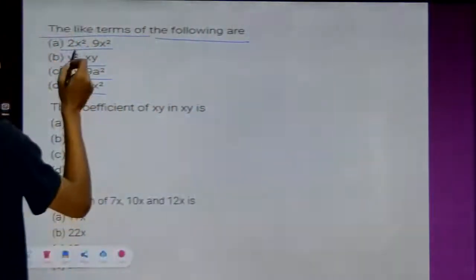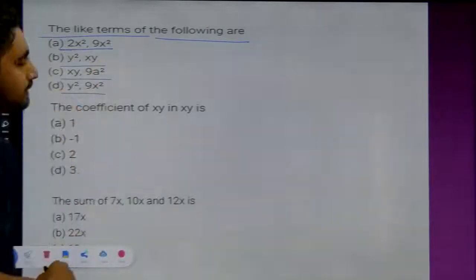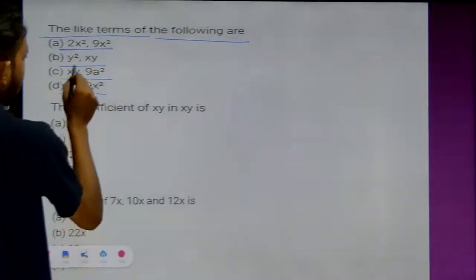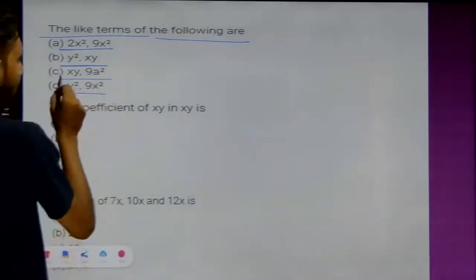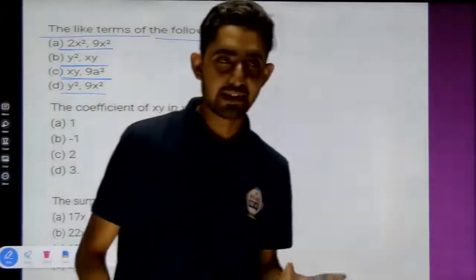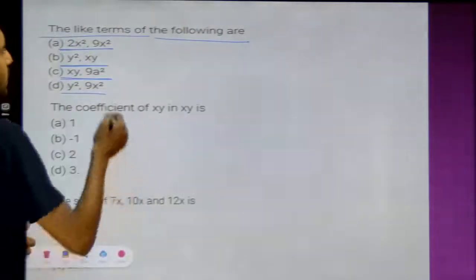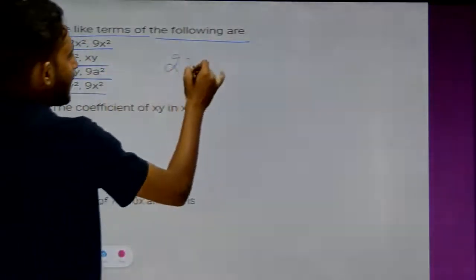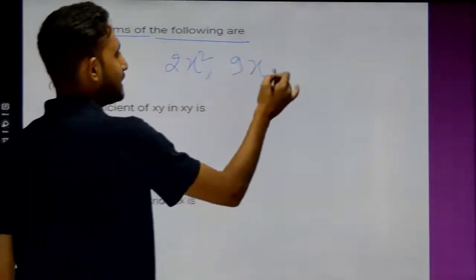Okay, all of you, one time on your camera, na? All of you on your camera, front camera. So 2x square, 9x square, y square, xy, xy 9 square, that I know I have seen already. Your answer is option number A, the 100% correct answer.